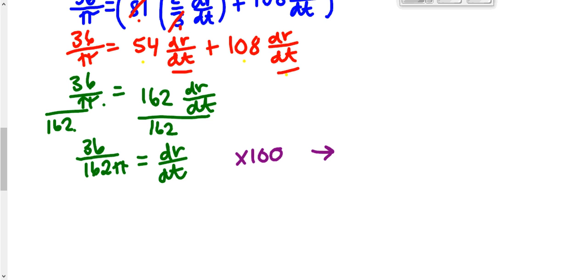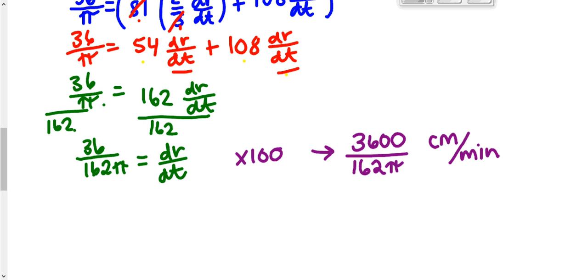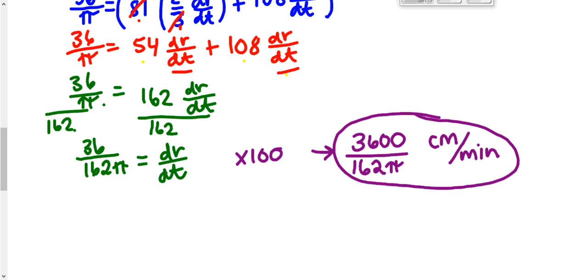So when we do that, it just gets multiplied to the top, so we have 3600 over 162 pi, and we've changed to centimeters per minute. They actually told us what our unit should be. So that's our answer to part B.